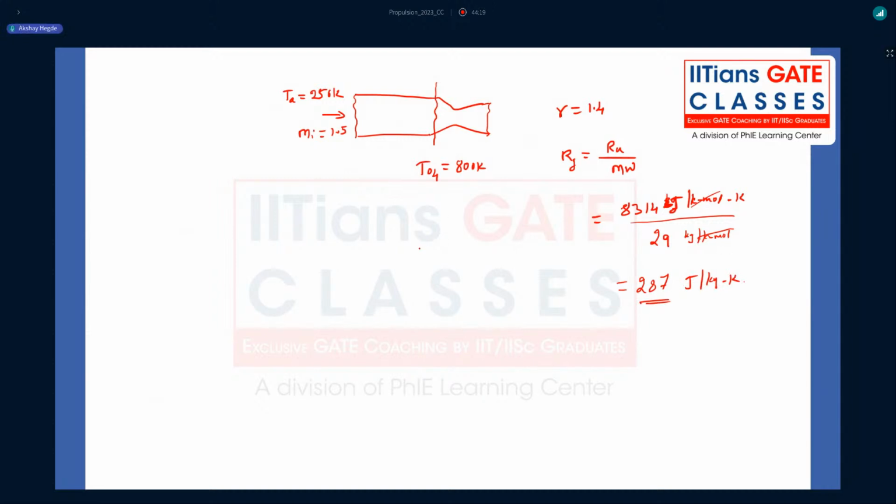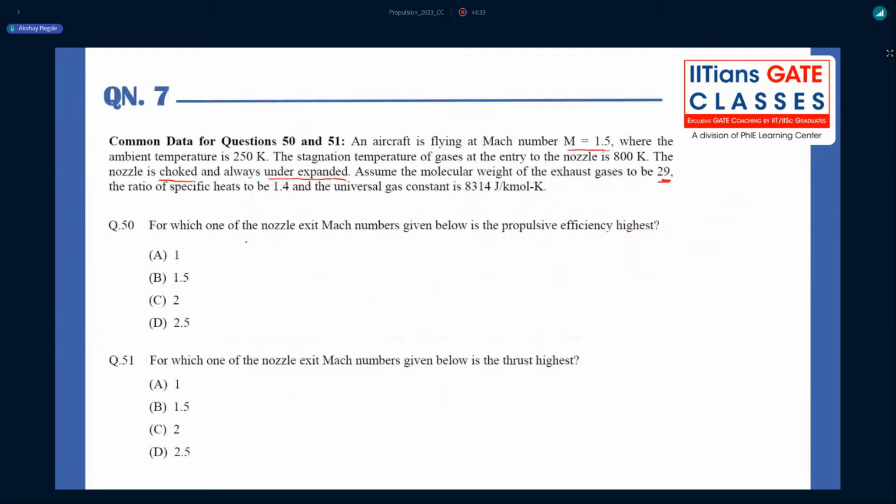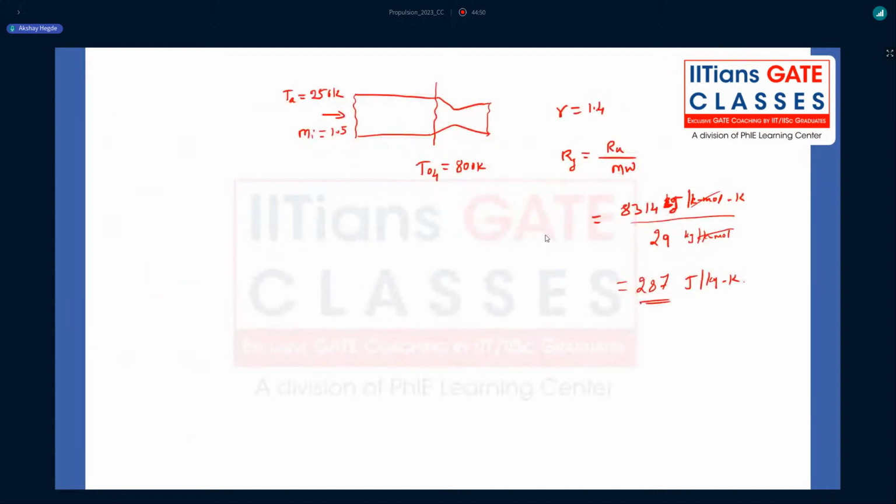So now what do we have from the question? The question is: for which one of the conditions at the nozzle exit, for the Mach numbers given below, is the propulsive efficiency highest? Again, they have not specified which type of engine, whether turbojet or another type, but we will assume it's a supersonic flight, so it is a turbojet engine.